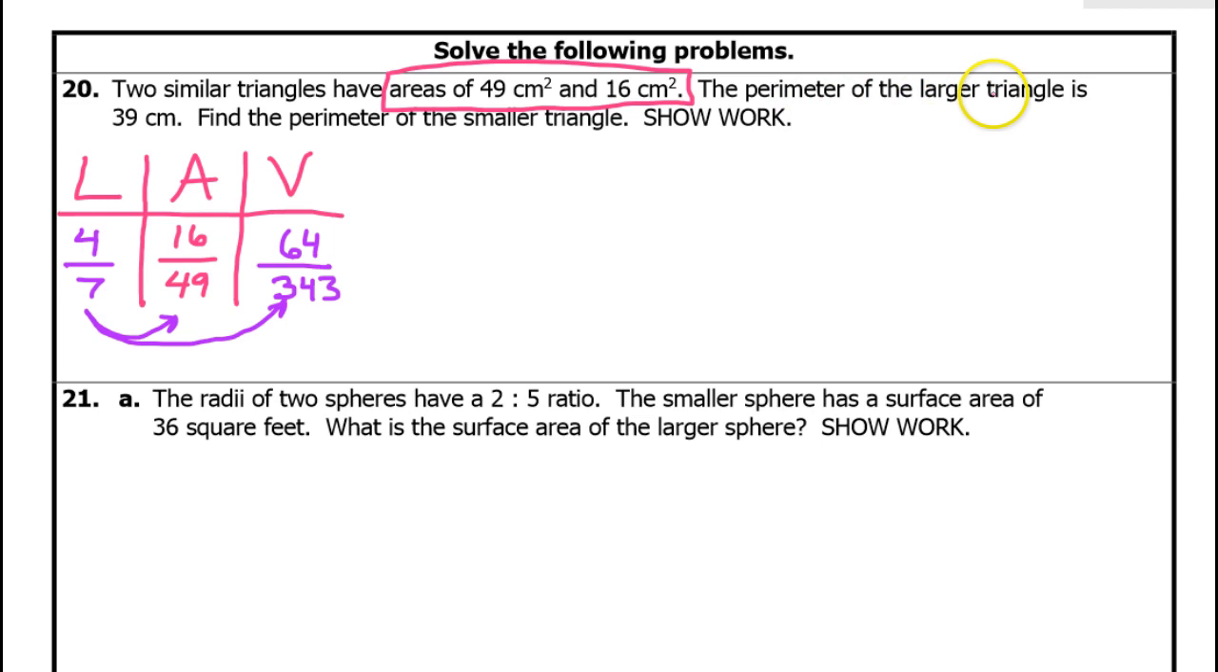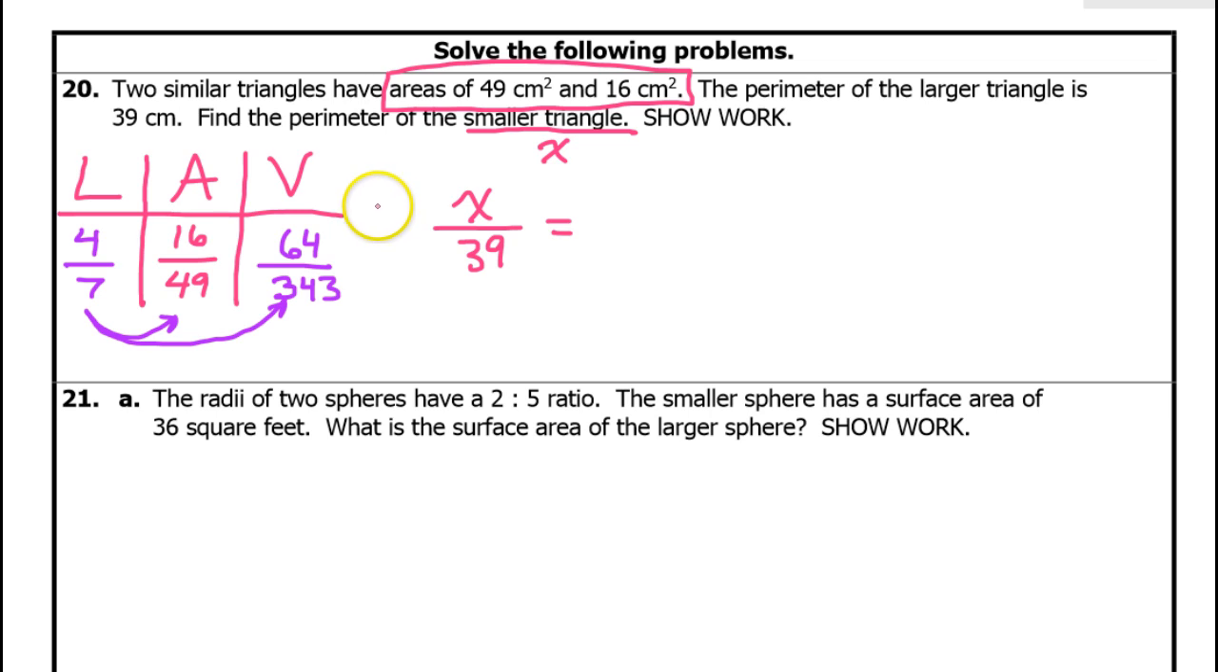Now, the perimeter of the larger triangle is 39. Find the perimeter of the smaller triangle. I'm going to call the perimeter of the smaller triangle x, since that's what we're looking for. So I should be able to make a proportion starting with the two perimeters. The small triangle has perimeter x, and the larger triangle has perimeter 39. So x over 39 is a ratio of perimeters.